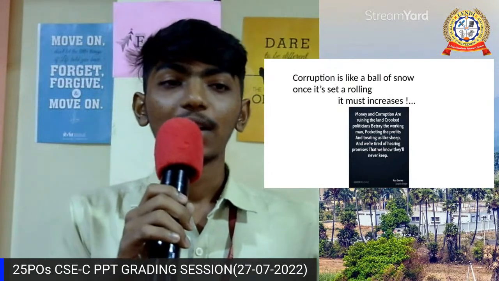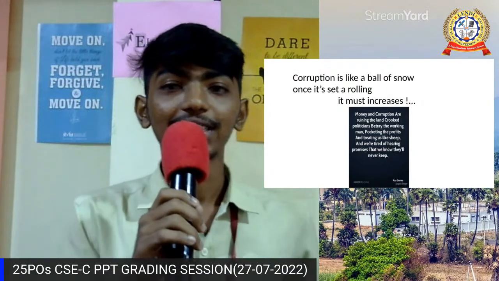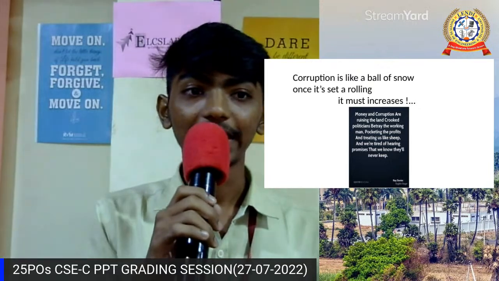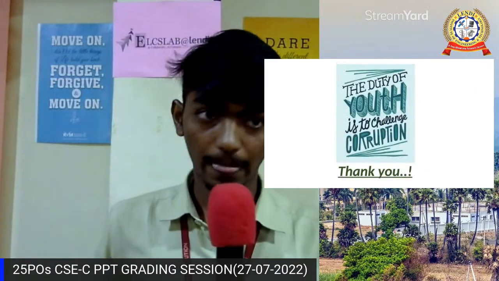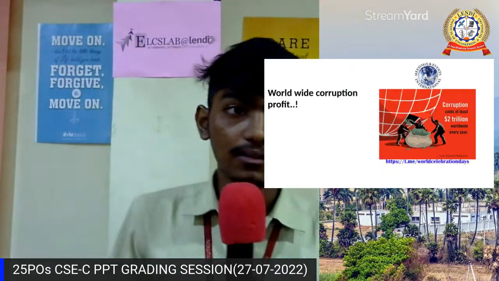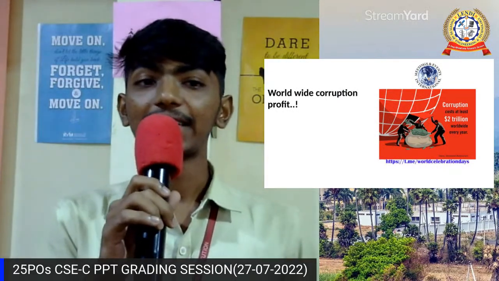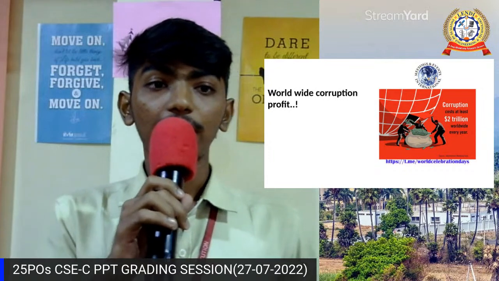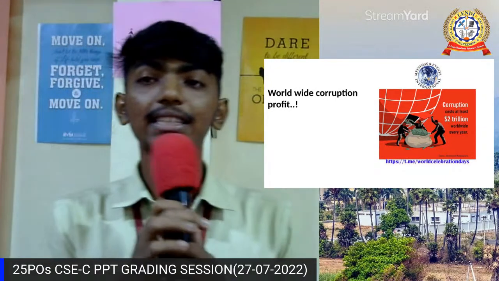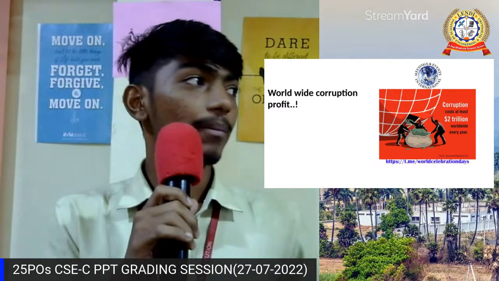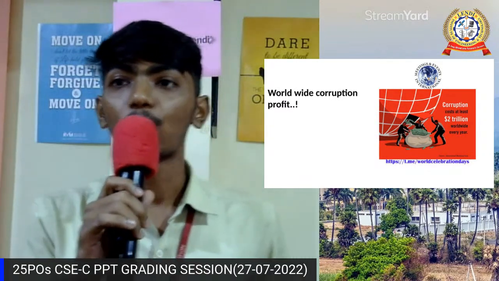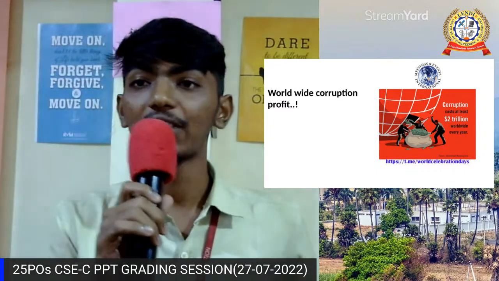Corruption is like a ball of snow. Once it is set rolling, it must increase. Worldwide, corruption money for a year is 2 trillion every year. This is the black money which was privately gained by politicians, civil agents, government servants, and etc.